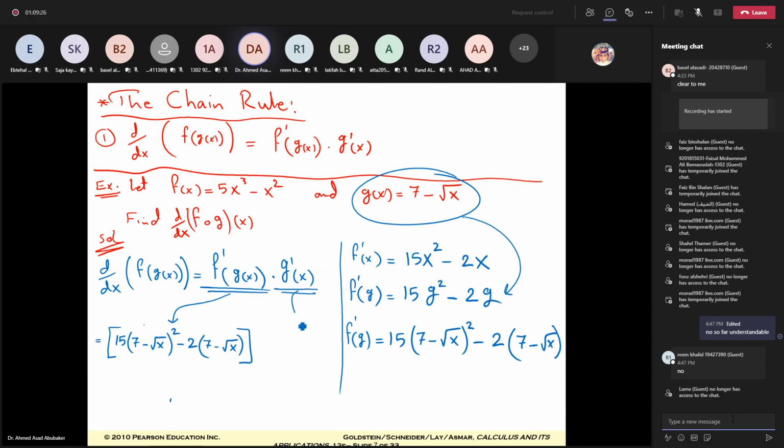and g prime equal minus 1 over 2 radical x. This is the derivative of g. Derivative of 7 is 0. Derivative of radical x is 1 over 2 radical x, with negative, because we have a negative sign.